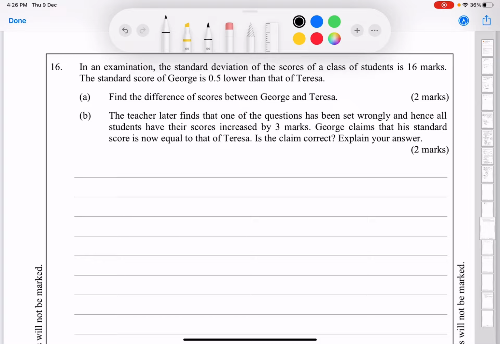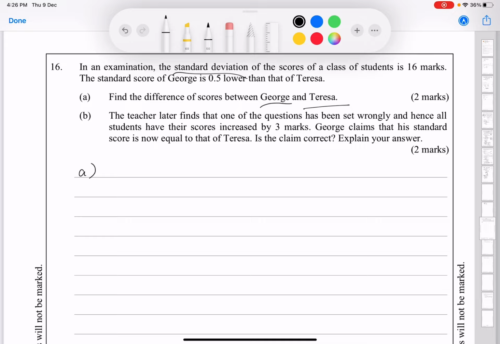Question 16 is about the standard deviation question, which requires you to use the standard form. Right here. This is your mark, this is the mean, this is the standard deviation, and this is the standard score. Part A. Find the difference of scores between George and Teresa.